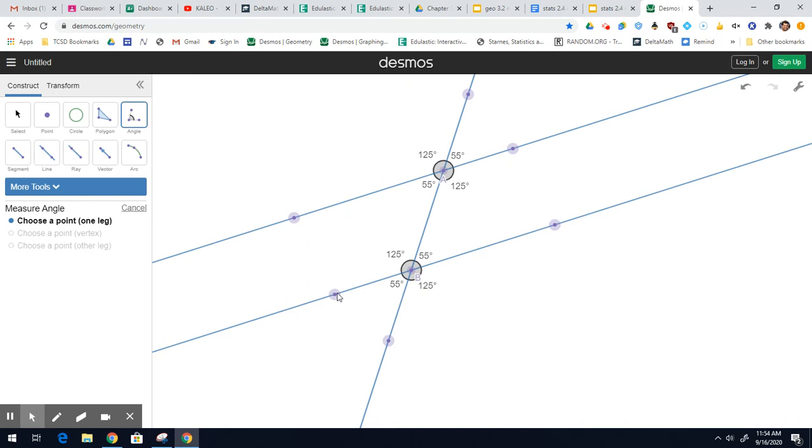Wait, this must be a fluke. Maybe it's just how I drew them. Let me drag my picture a little bit, right? Mr. Chapel, you must be lying to me.